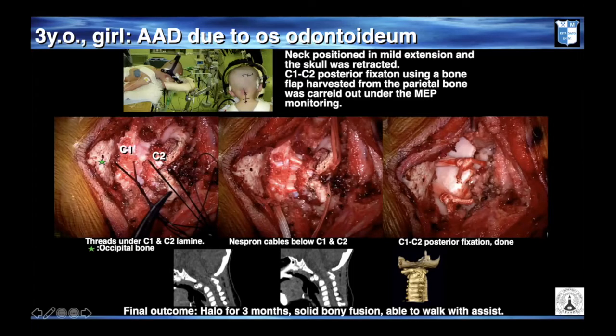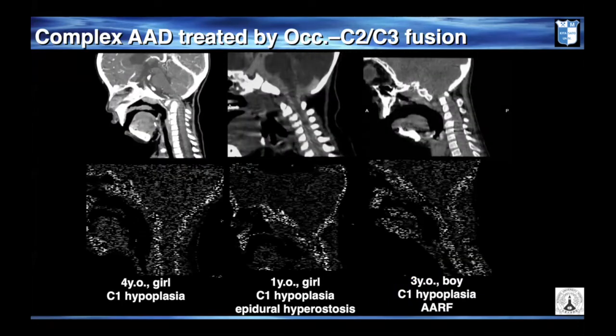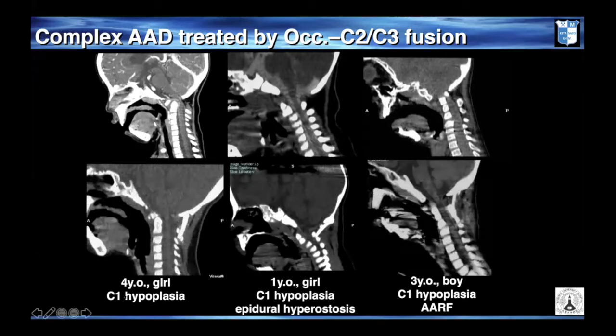This tape wire was passed under the C1 arch, and the harvested skull bone was fixed over the C1 arch. I placed a halo for 3 months and got a solid fusion. And the baby was fine with no problem in walking. On the other hand, when C1 hypoplasia is present, C1 is not mature enough. You can't use C1 for fixation, and you have to take the C1 off and then make an upper cervical fusion like this.